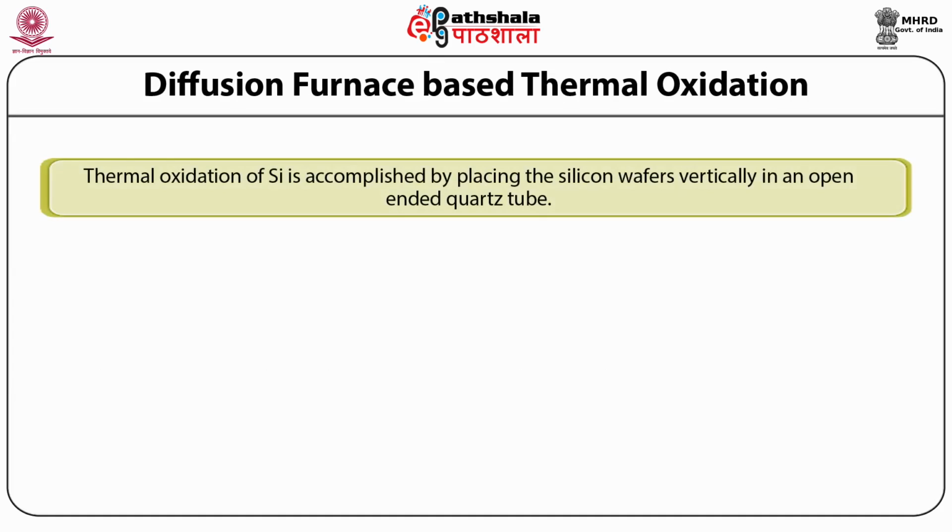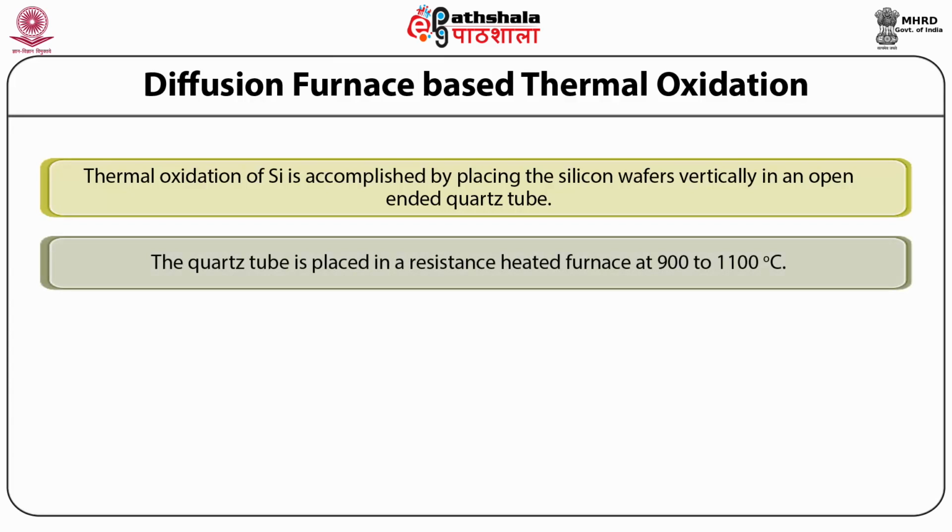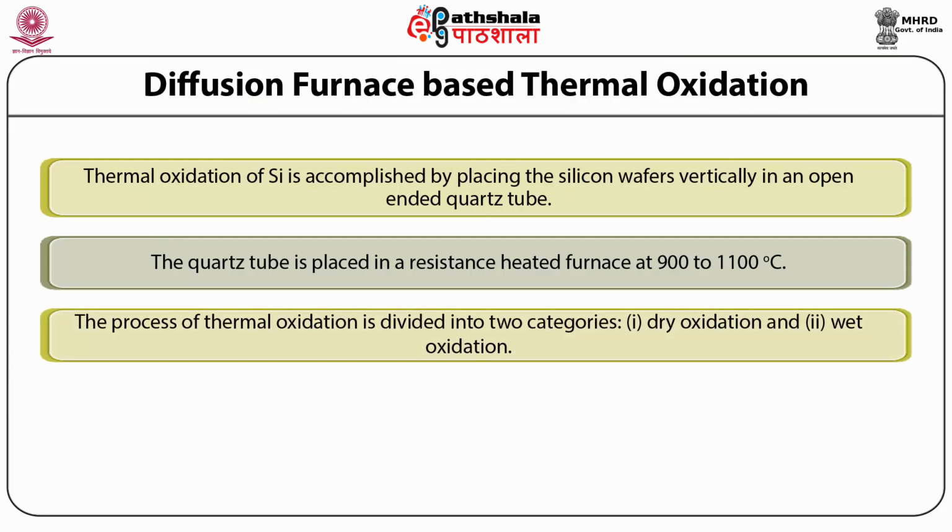So thermal oxidation of silicon is accomplished by placing the silicon wafers vertically in an open-ended quartz tube. The quartz tube is placed in a resistance heated furnace at 900 to 1100 degrees Celsius. So the process of thermal oxidation is divided into two categories. First is dry oxidation and second is wet oxidation.